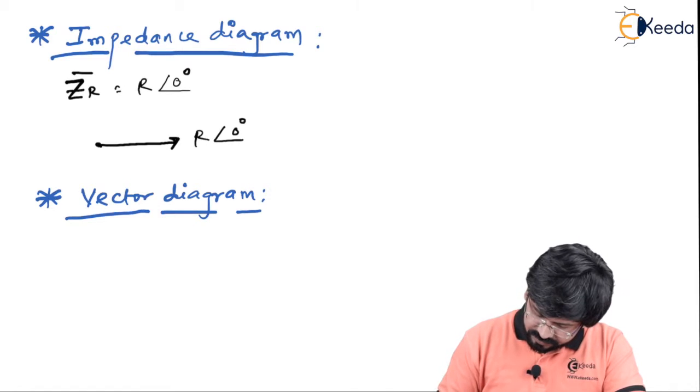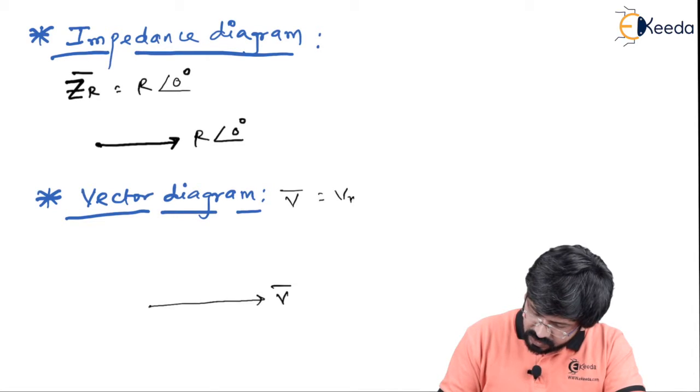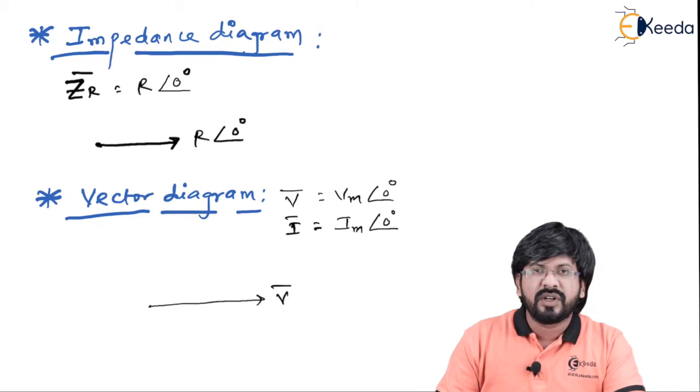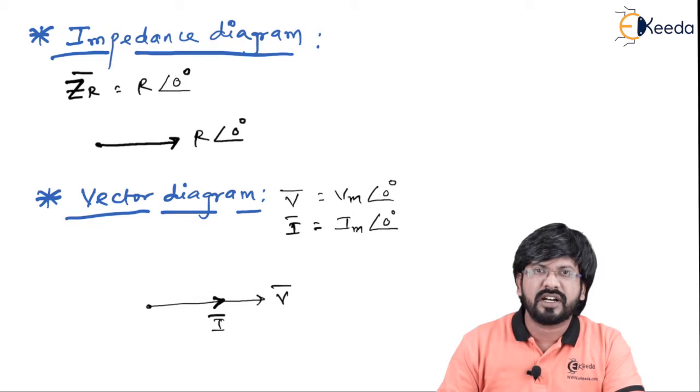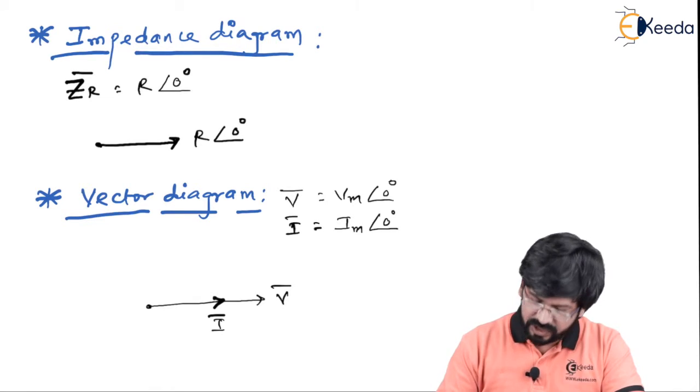Vector diagram means, first of all, we will draw the V vector. If you remember, the V vector was Vm at an angle of 0 degree and the I vector was also Im at an angle of 0 degree. What does that mean? The voltage vector and current vector are in the same phase, which is 0 degree. So I can represent the I vector here. As you can see, both of them share a common phase, that is 0 degree.